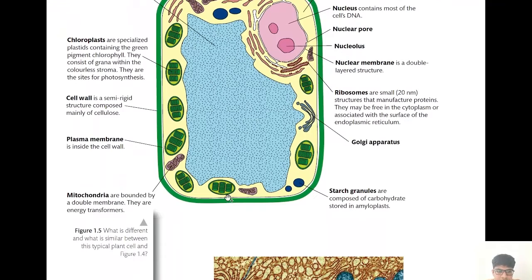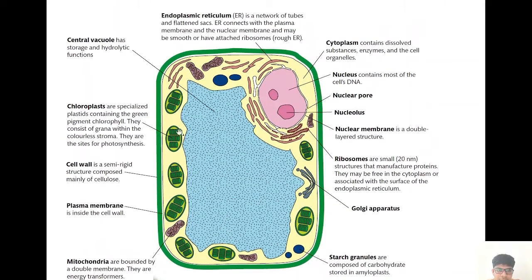Here is a structure. We have another plant cell. So this blue structure here, the central vacuole, has storage and hydrolytic functions. And here we have the endoplasmic reticulum. ER is a network of tubes and flattened sacs. ER connects with the plasma membrane and the nuclear membrane and may be smooth or have attached ribosomes.